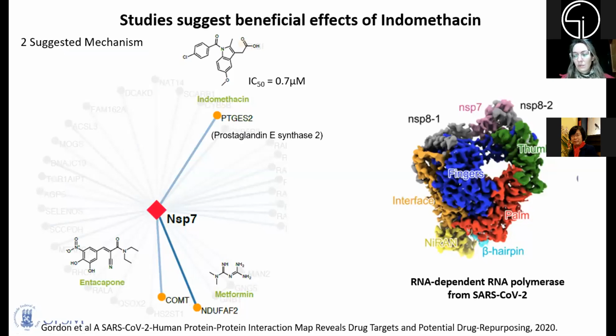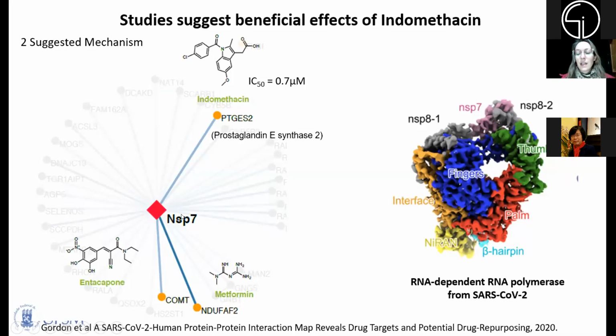Indomethacin also is a prostaglandin E synthase 2 inhibitor with its IC50 of 0.7 micromolar. Interestingly, Gordon and co-workers demonstrated that prostaglandin E synthase 2 interacts with the viral NSP7 protein.